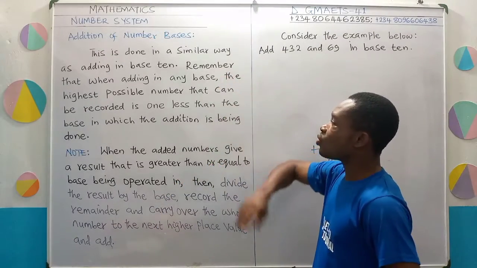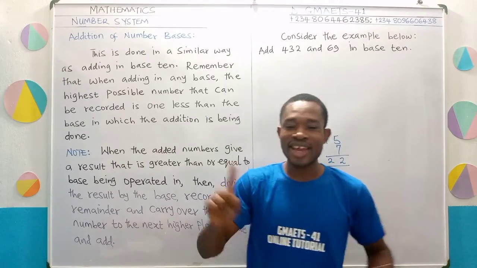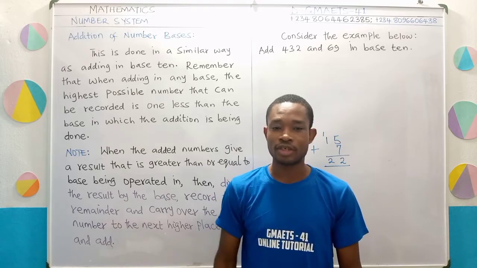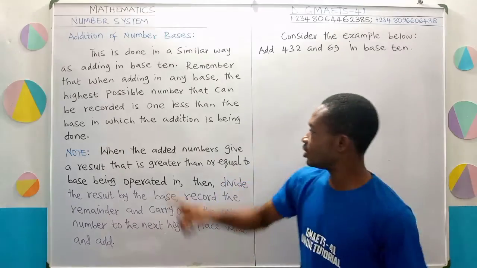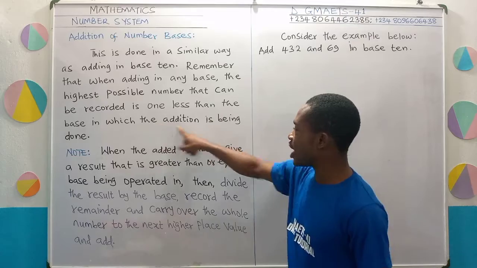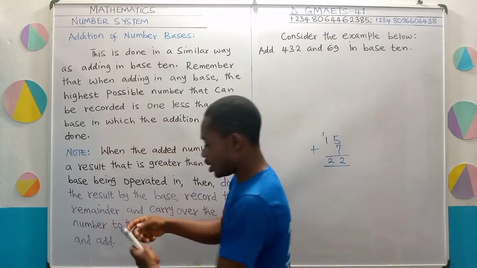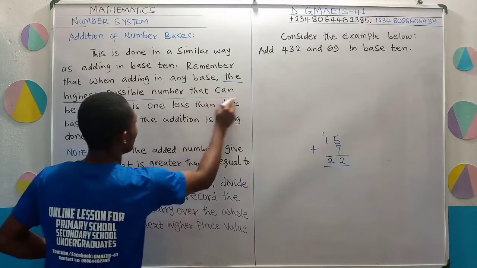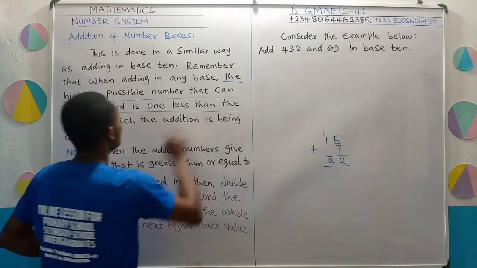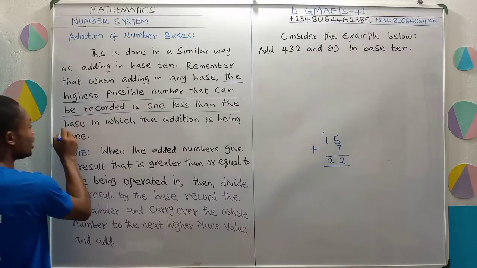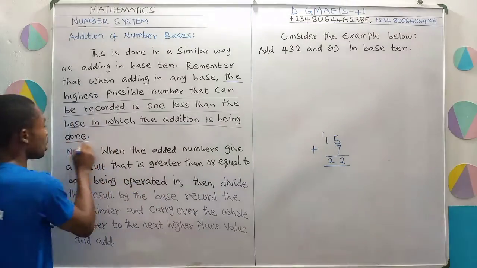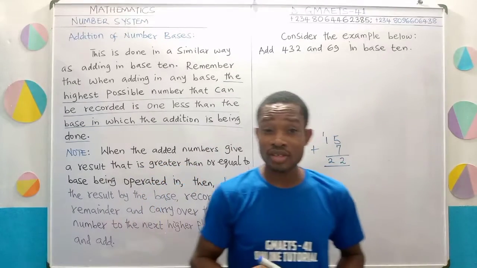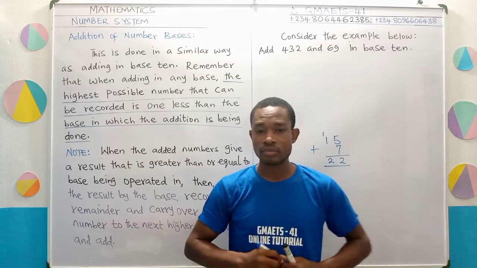You want to remember that when you are adding in any base, the highest possible number you can record under any place value is 1 less than the base in which the addition is being done. Let me underline this, very important. The highest possible number that can be recorded under any place value is 1 less than the base in which the addition is being done. What do I mean by what I wrote on the board and just underlined? Because it's a powerful statement.